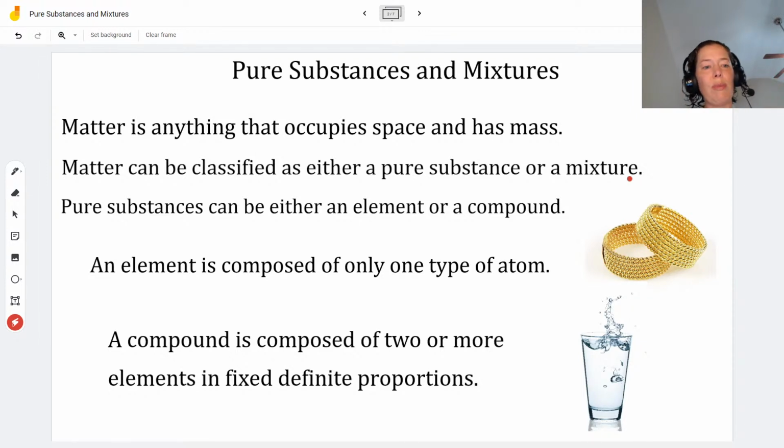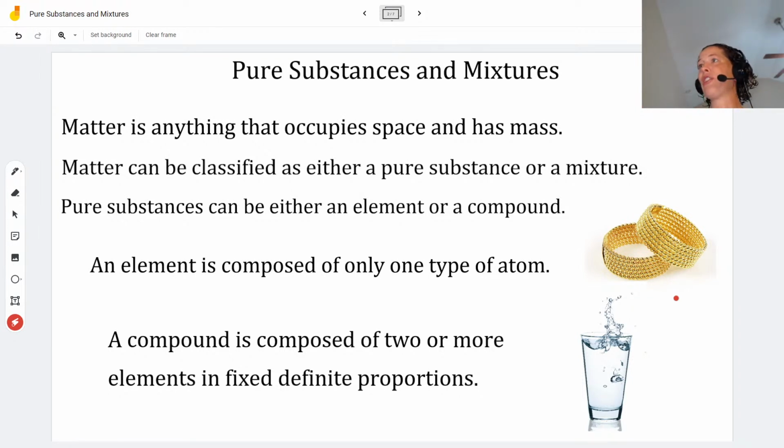Okay, so pure substances. Pure substances can be broken down into two different categories. Pure substances can either be an element or a compound. All right, so let's focus on an element. An element is composed of only one type of atom. So you can see here, I've got a picture of some gold rings. Presumably these are pure gold rings. That means they're made up of one type of atom. They're made up of the gold atom, and that is it. There are no other atoms that are a part of that.